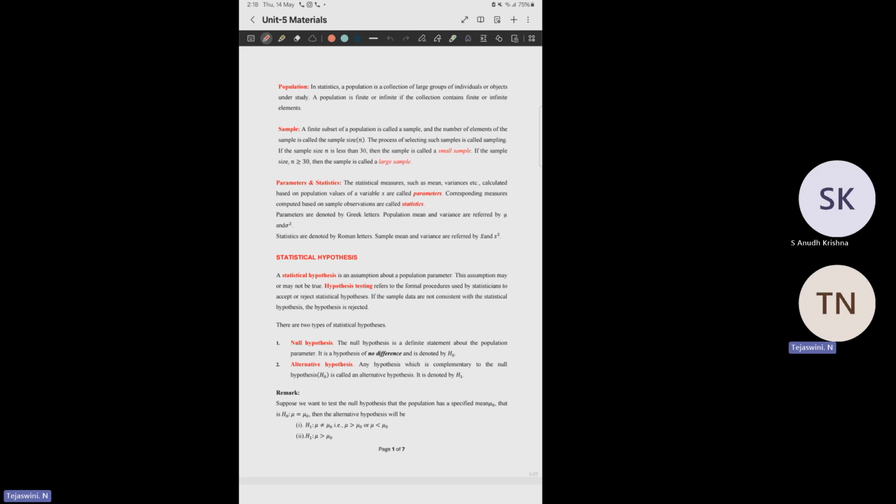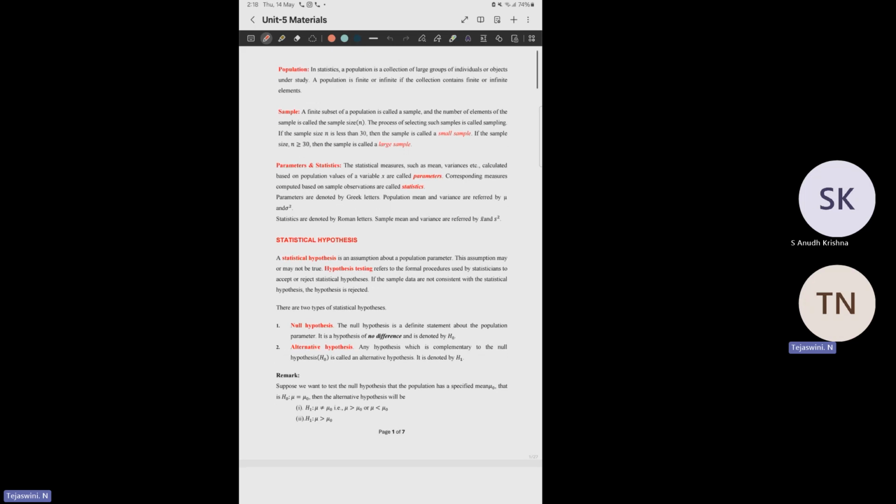So we basically need to test our assumptions on whether this vaccine is working, whether this method is effective, and so on. So for that we need testing of hypothesis. So what is population? Population is basically a large group of objects or people on whom we are going to conduct the experiment and get data from.